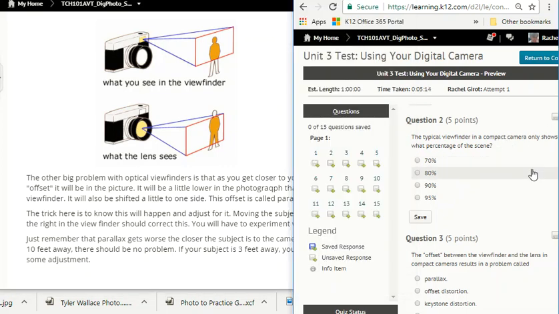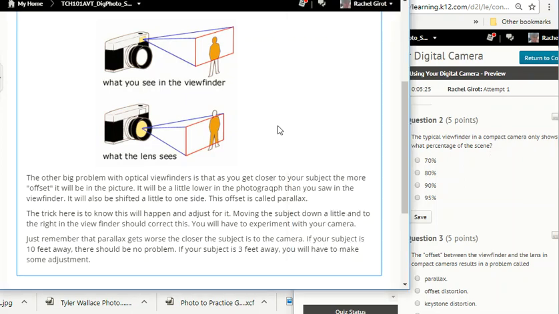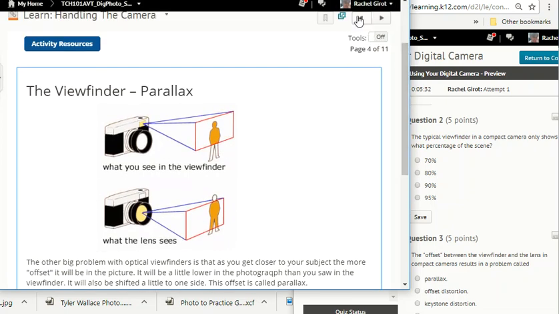All right, let's take a look at our next question. I forgot to read it. The typical viewfinder in a compact camera only shows what percentage of the scene? Did I miss it on the last page, or have we just not hit it?